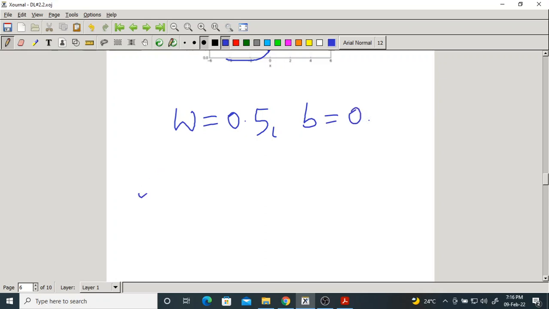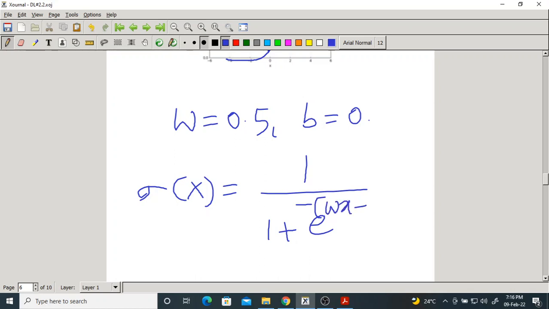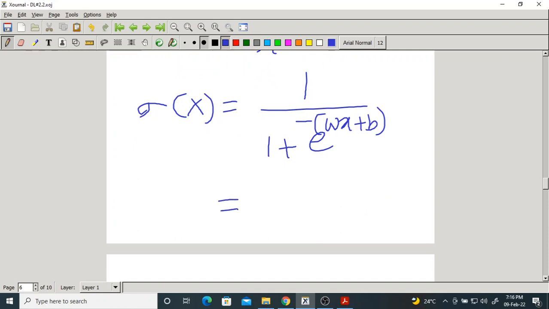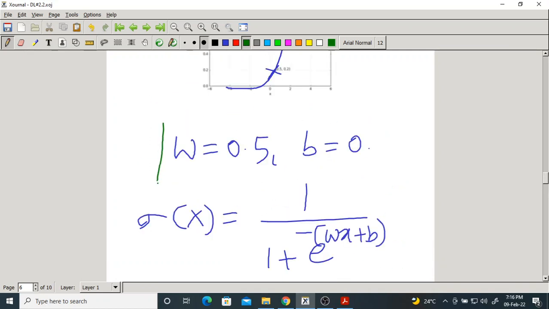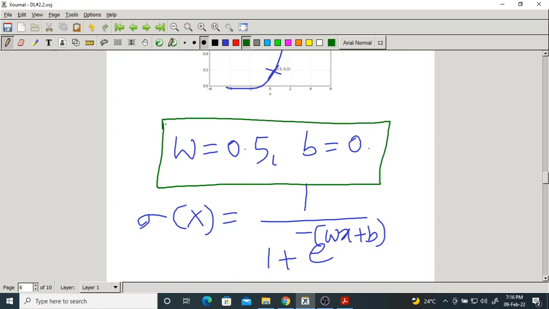Now what is the sigmoid function? Sigma of x equals 1 by 1 plus e power minus (wx plus b). B is 0, W is 0.5, so it simply becomes 1 by 1 plus e power minus x by 2. This is my sigmoid function for the given W and B. I am taking an initial random guess because I am going for guesswork.